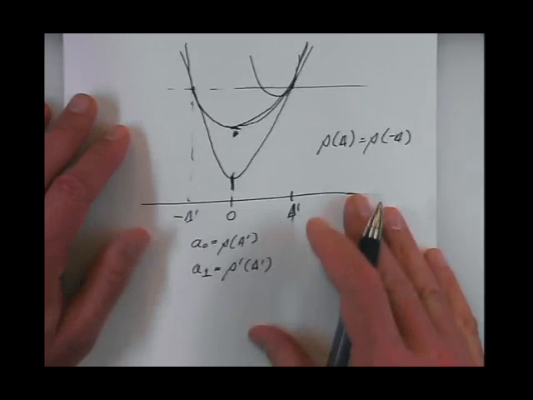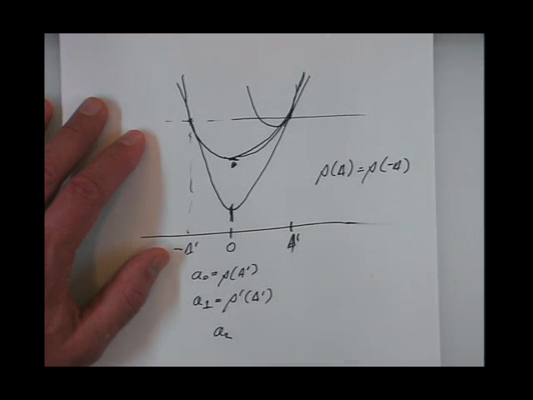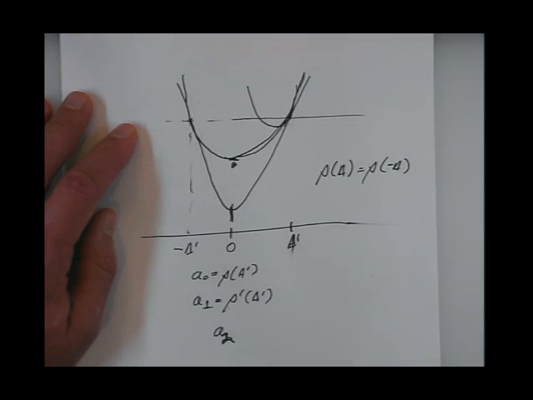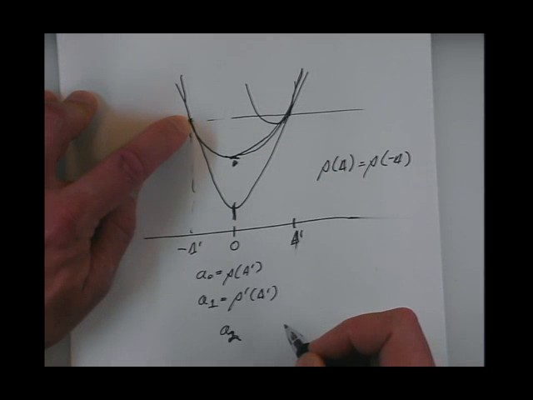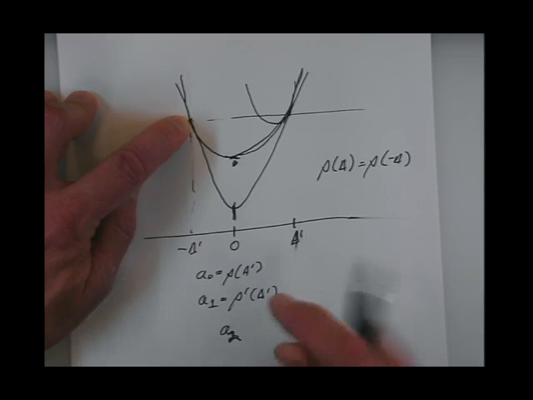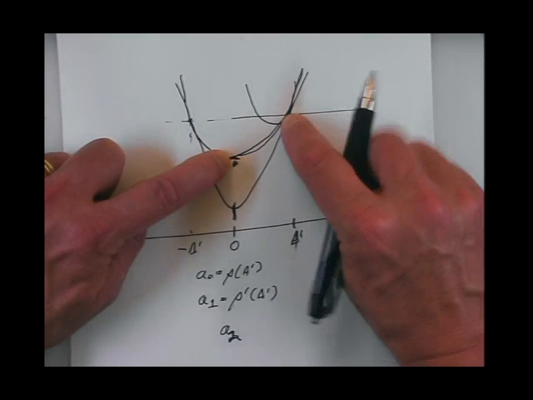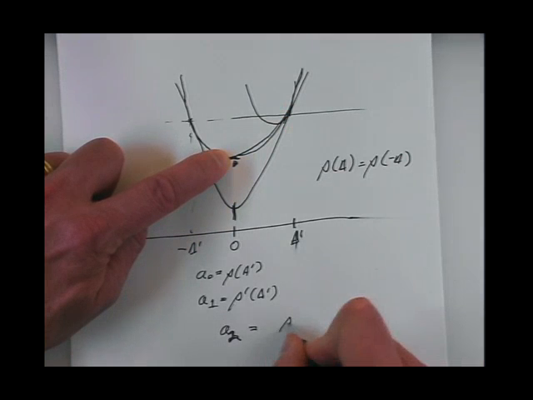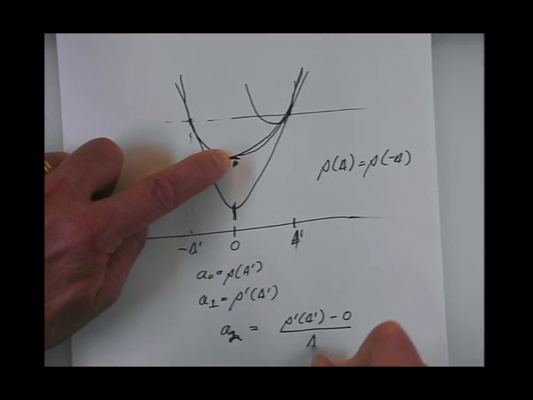So what you know here is that A2 is the second derivative, right? So the second derivative is the rate of change of the first derivative, right? Here the first derivative is 0, right? And there the first derivative is rho prime of delta prime. So A2 has to be rho prime of delta prime minus 0 over delta prime.